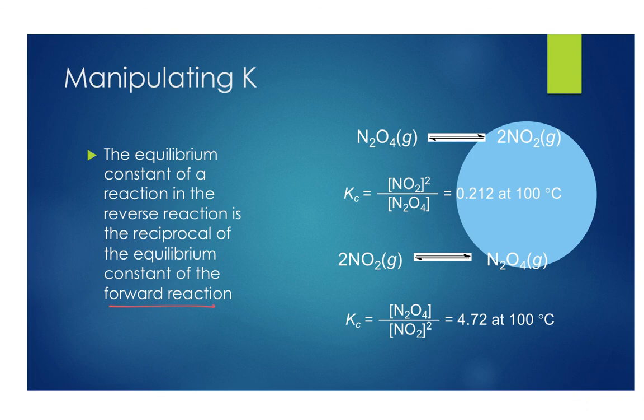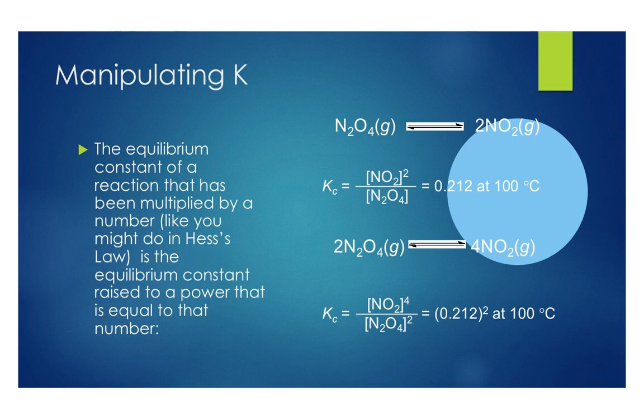And this makes sense, right? If this is my forward reaction, written with reactants and products, we go products over reactants and you get 0.212. But if you want to talk about the reverse reaction, the equilibrium constant for the reverse reaction is the reverse of that. There's your products, there's your reactants, and you get 4.72. So for the forward reaction and the reverse reaction, the equilibrium constants are reciprocals of each other.